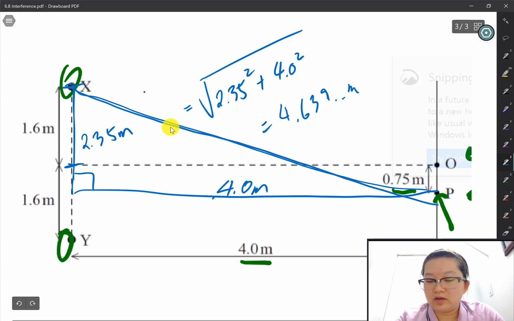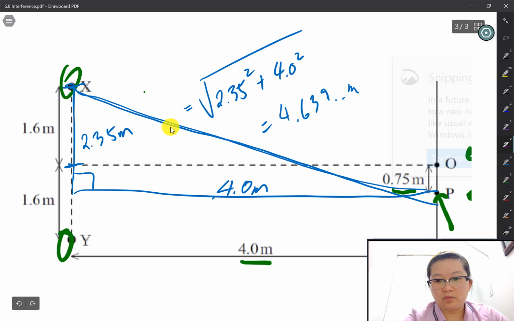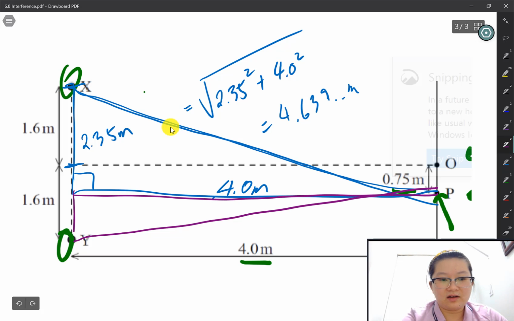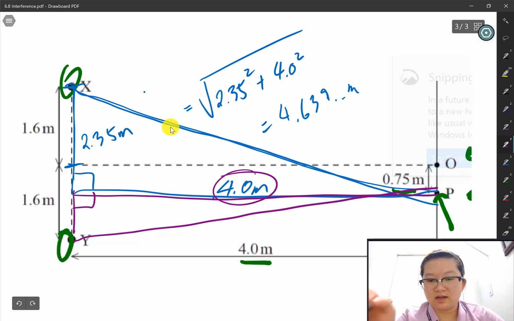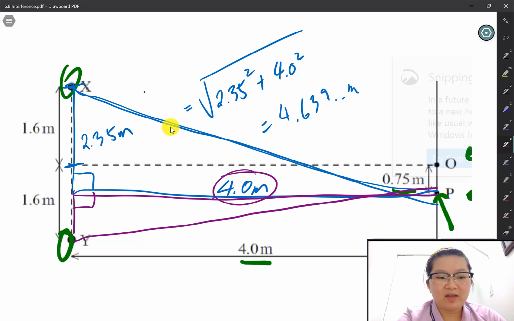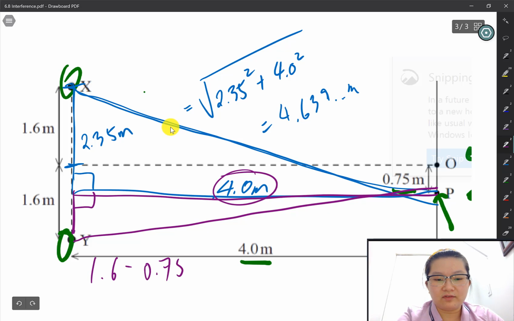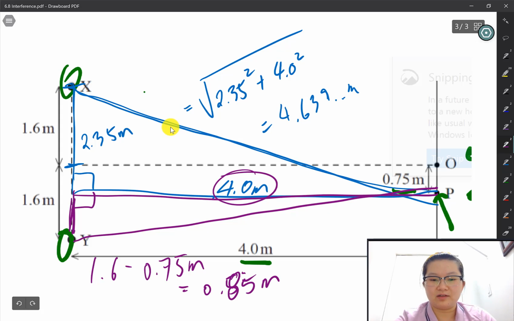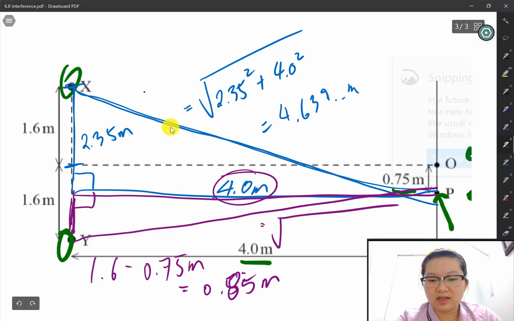My second distance is from Y to P, so that's this guy over here, this right triangle. Again, I have 4 meters as the height of my triangle. My base is going to be 1.6 minus 0.75 meters. Let me just see what that is. I'm too lazy to do the math. This is 0.85 meters.